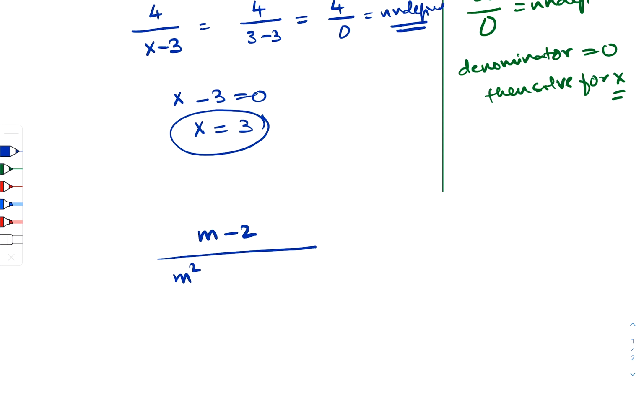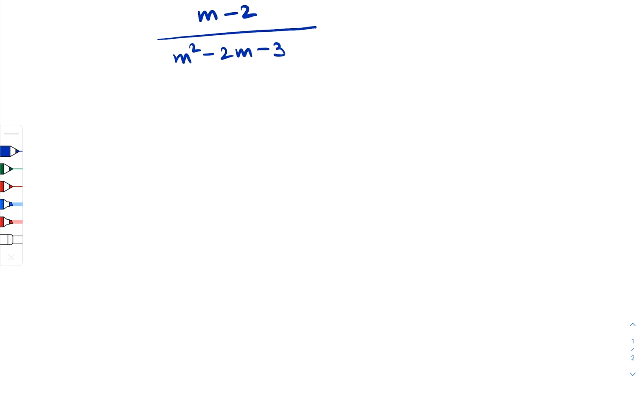m minus 2 over m squared minus 2m minus 3. All right, so out here, we're going to make the denominator equal to 0 again. So m squared minus 2m minus 3 is equal to 0. So because this is a trinomial, we're going to factor it the usual way. So 3 times 1 is 3. So factors of 3 that are going to make me negative 2 are going to be 3 and 1. So that's negative 3 plus 1 is going to give me negative 2, right?